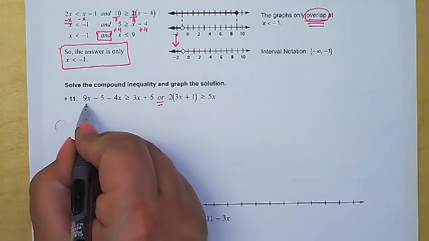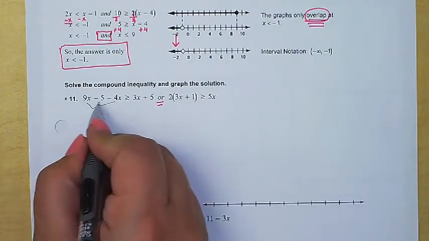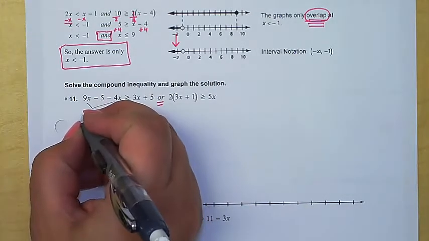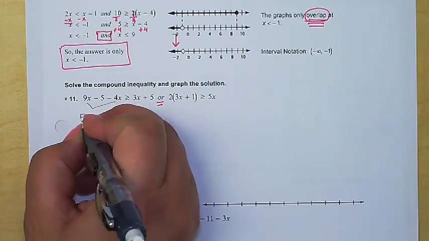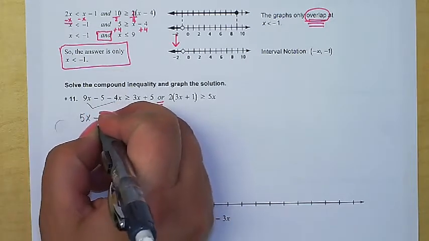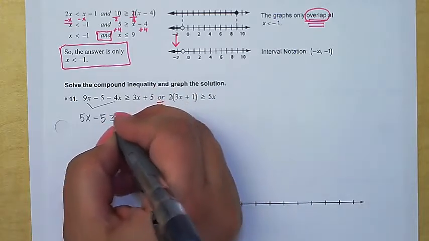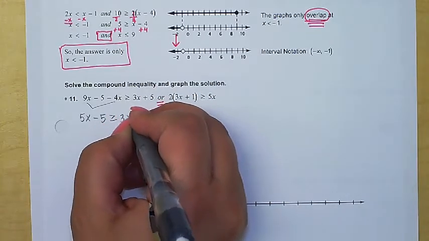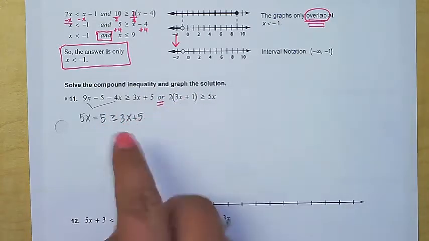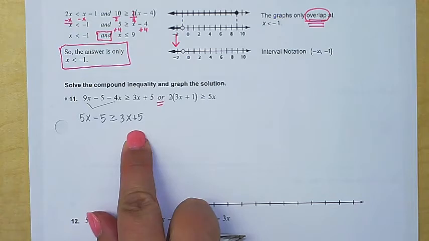Some like terms that I can combine here. I've got a 9 minus 4x, which I know is 5x. So I can combine some like terms there. This side is fully simplified, so I'm just going to bring it down, because it doesn't have any like terms, and it doesn't have any grouping symbols that I need to simplify.